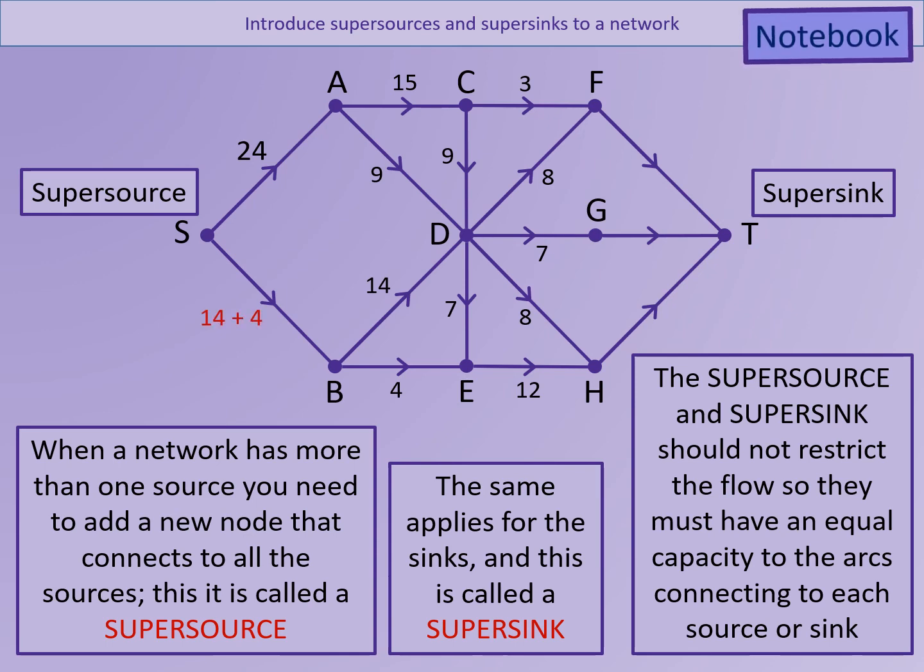S to B, we'd need to give a capacity of 18 because 18 is the total flowing out of B. F to T, because F has got capacities of 8 and 3 going into it, we need to have F to T with a capacity of 11. G only has one arc flowing into it, so G to T is 7, and then HT, we're going to give that a capacity of 20.